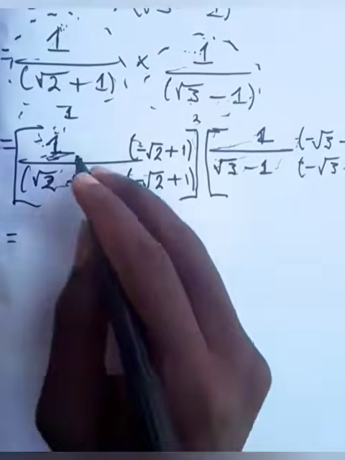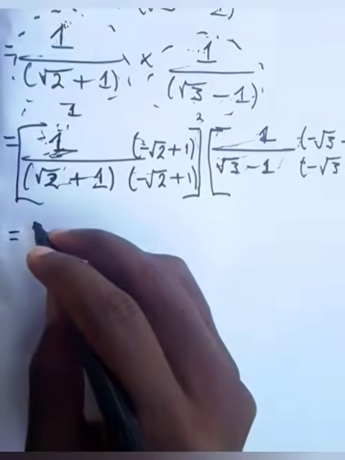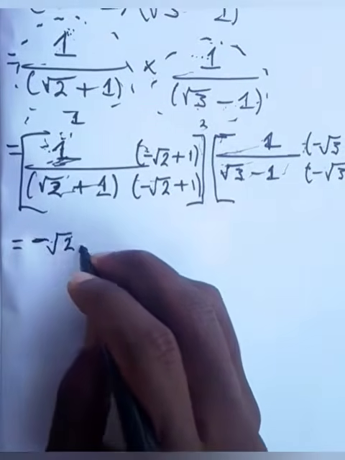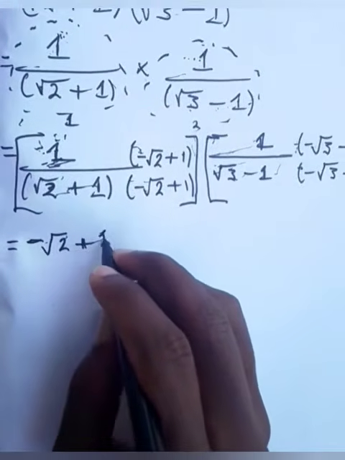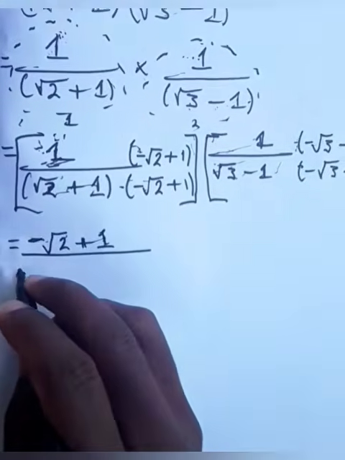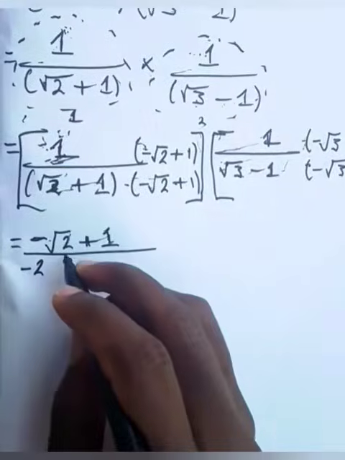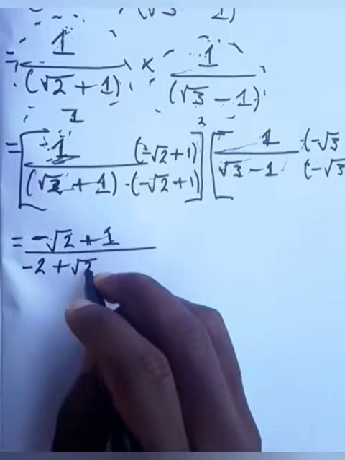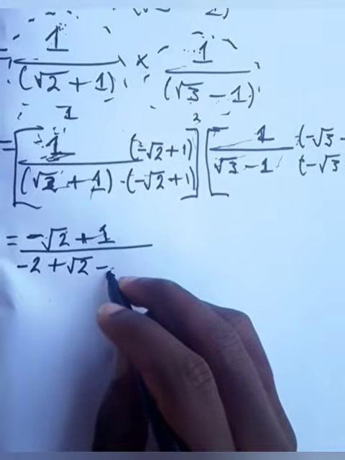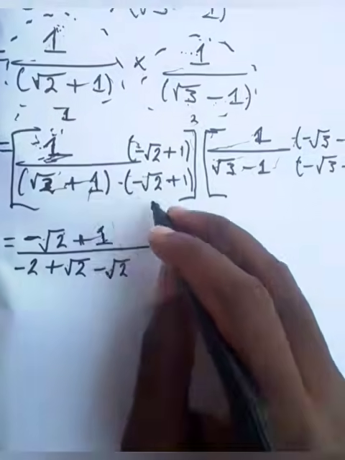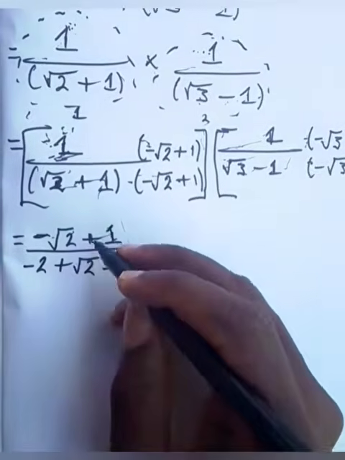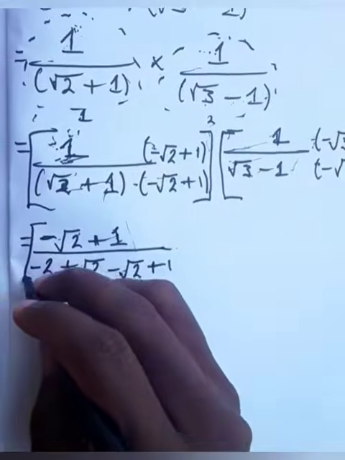So this part, if we simplify, we are going to have negative 2 plus 1, over this times this it will be negative 2, this times this it will be negative 2, this times this it will be plus 1. So let me just put it in the bracket.